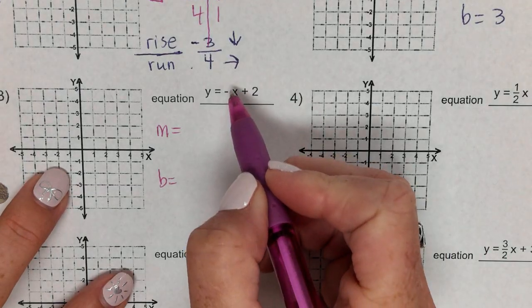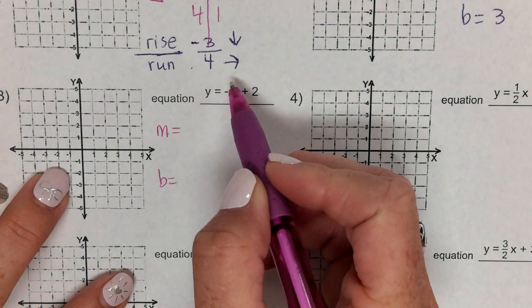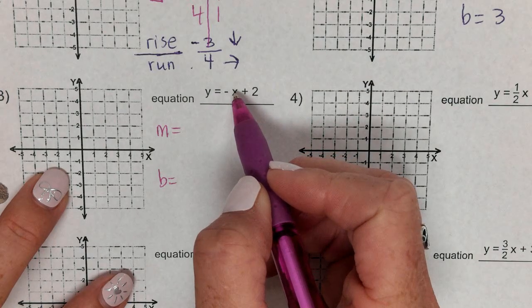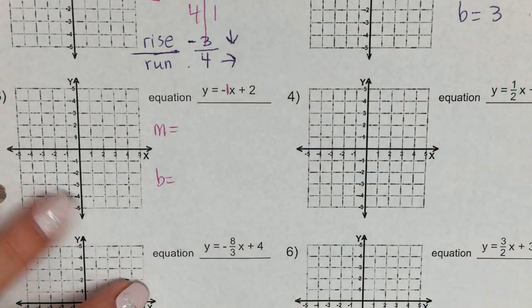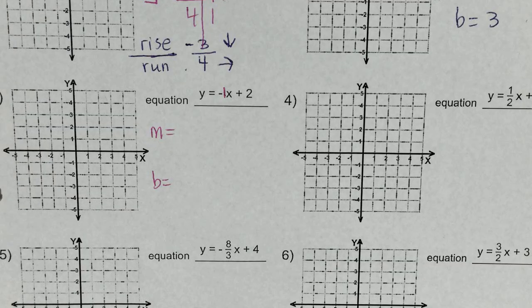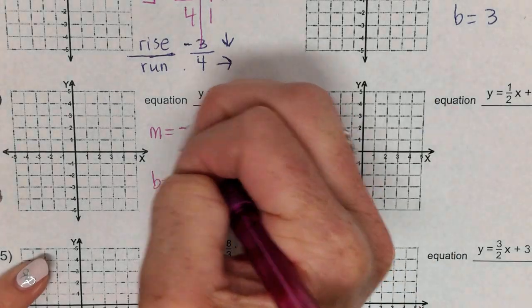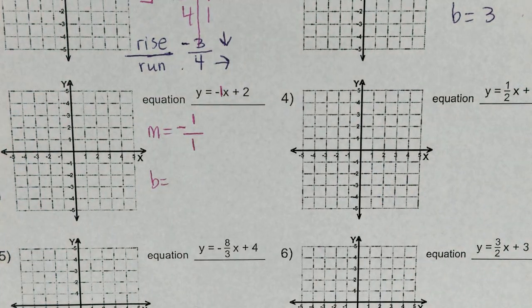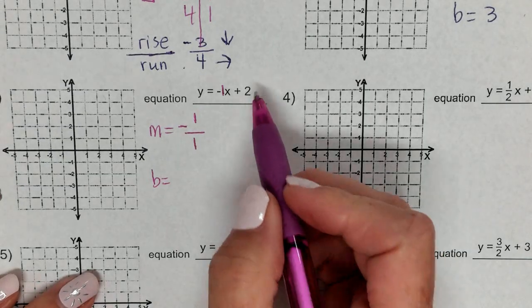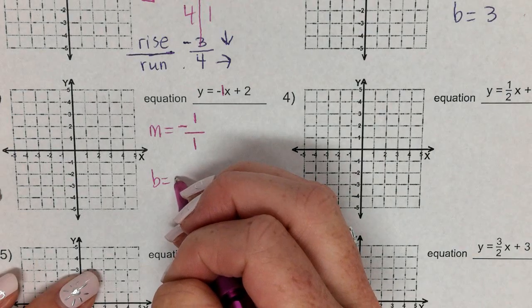Now, does anybody see the M here, or is it missing? What is in front of that X when you don't see a number? Oh, not a 0, a 1. So put a 1 right there. Now, how many numbers do we need for a rise and a run? I need a rise and a run. So if you only have one number, you put it over 1. Okay? So I have negative 1 over 1. Always put it over 1, because anything divided by 1 is itself. Yes? What's the y-intercept? 2.